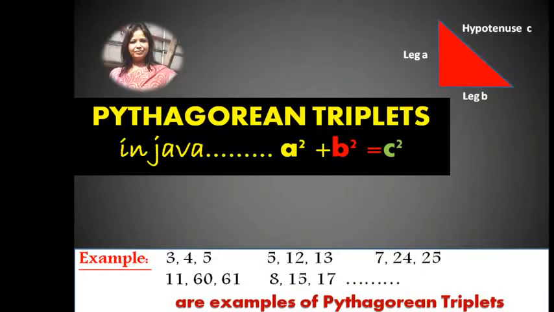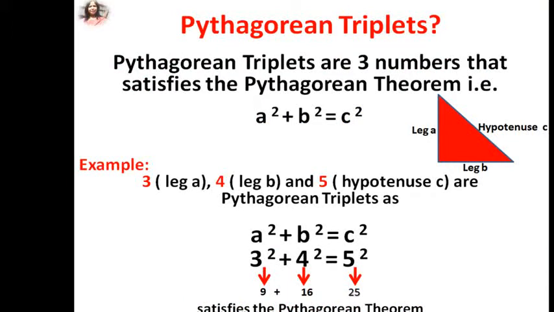Friends, today we will learn to write a Java program that will print the Pythagorean triplets in the range 1 to 10. So we must know what Pythagorean triplets are. Pythagorean triplets are the three numbers that satisfy the Pythagorean theorem, that is, a square plus b square is equal to c square.